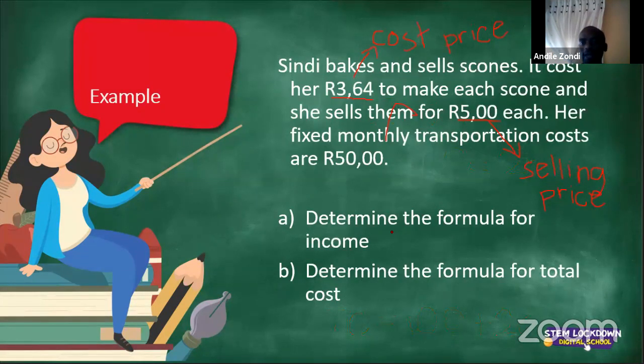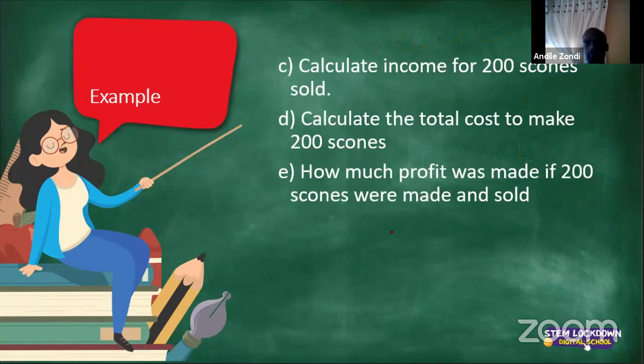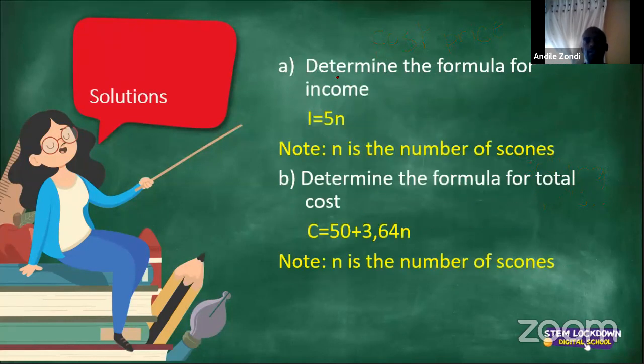So if you sell only 1 scone, it will be 5 rand, 5 times 1. If you sell 2 scones, it will be 5 rand times 2. So here's our answer. Determine the formula for income: I stands for income, 5 is our selling price, and N is the number of scones that we sell. Basically, this is how you construct a formula for income: selling price times number of items. So that is our first question.